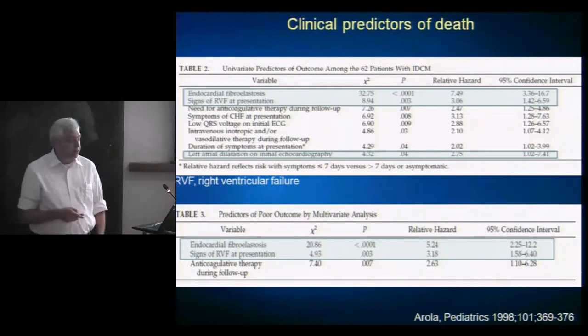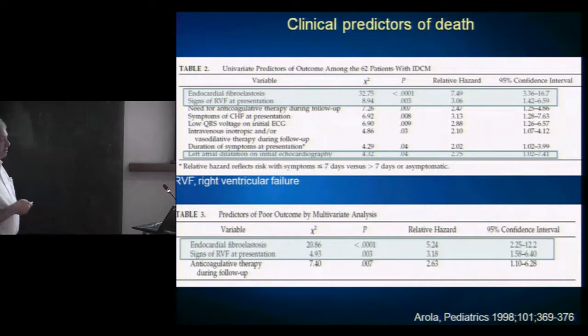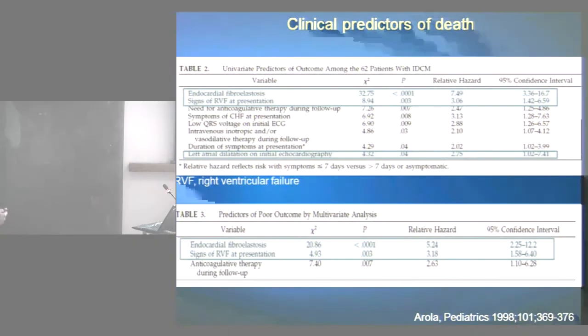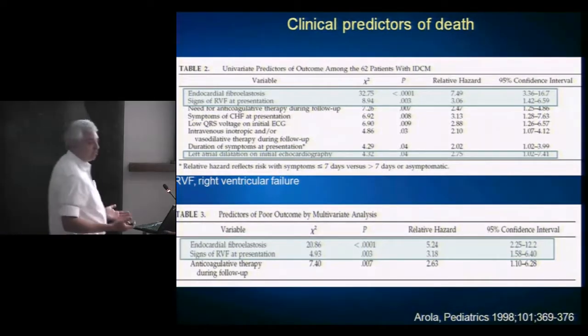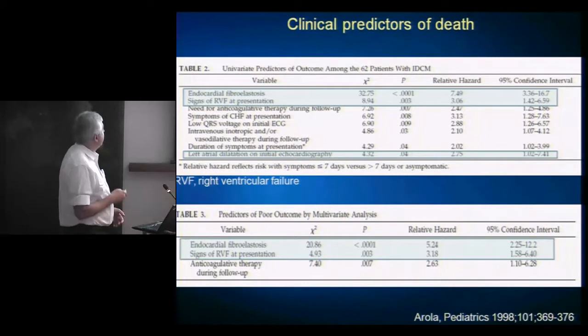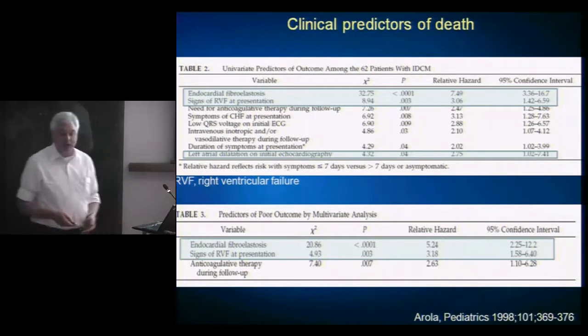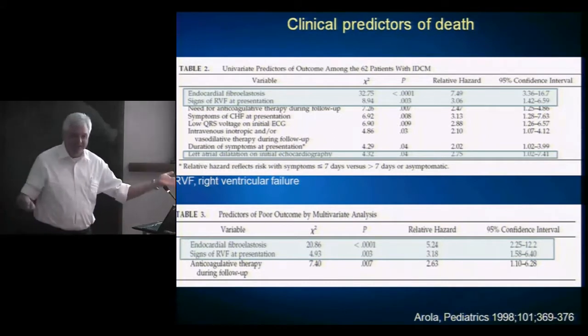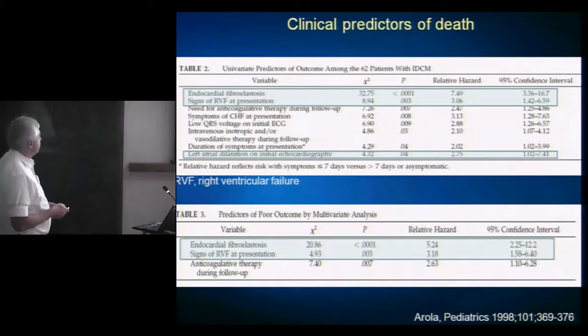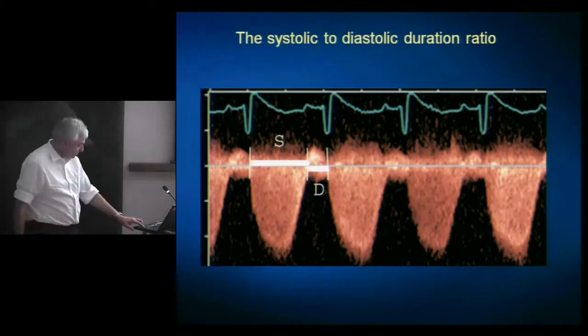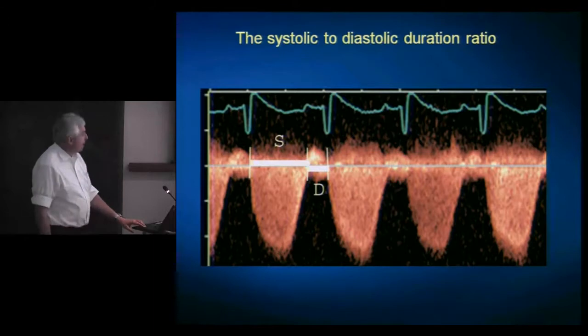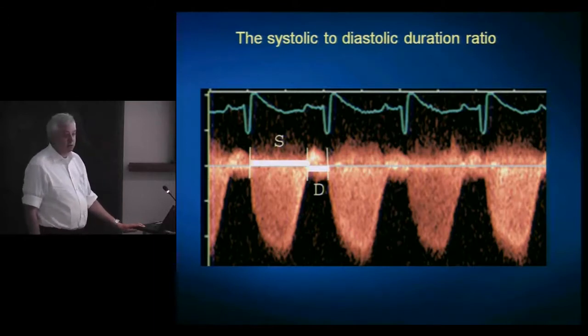And again, simple things like endocardial fibroelastosis are a very important predictor, because that's going to give you an elevated filling pressure because the heart is less compliant, and that's a poor prognostic factor. Right ventricular function at presentation is important. You saw that ascites is important. These things link together, and this was true in multivariate analysis as well. I've already shown you the systolic to diastolic duration ratio. These are simple things that you can use.